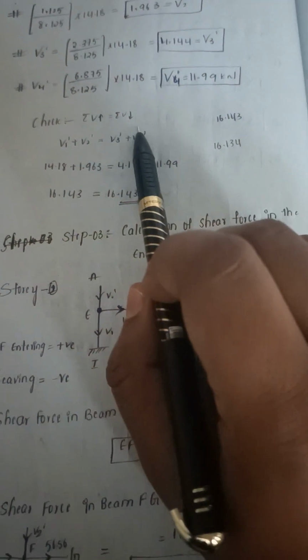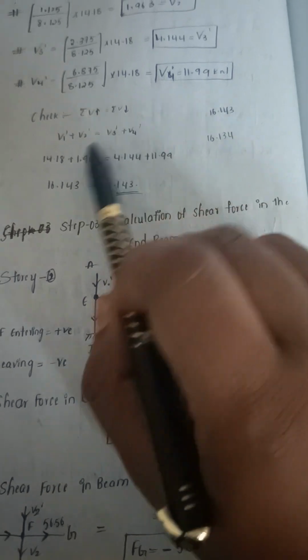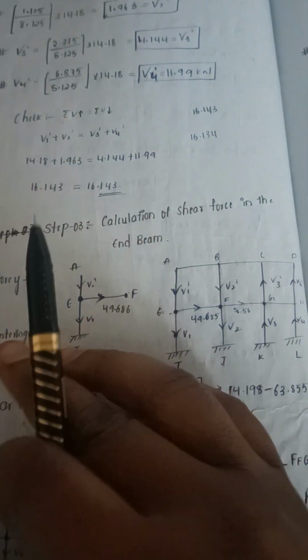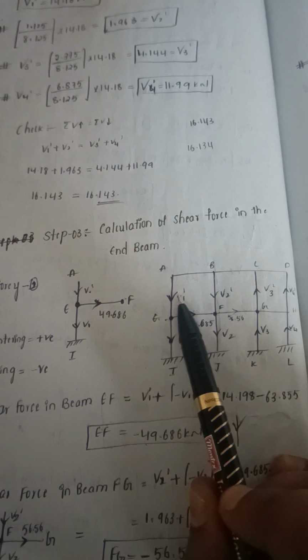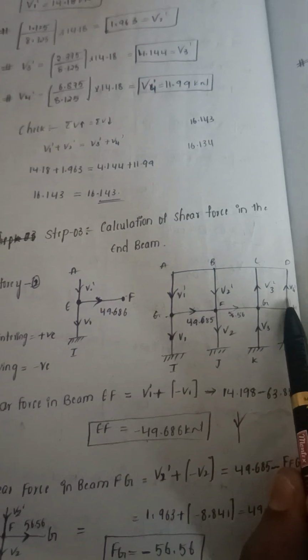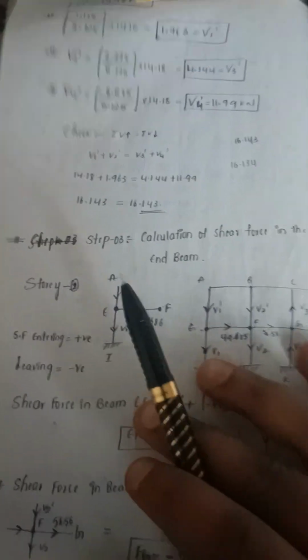Check: sigma V upwards should equal sigma V downwards. So V1 dash plus V2 dash should be equal to V3 dash plus V4 dash. So it is getting the same, so it is correct. Calculation of shear force in the end beam.